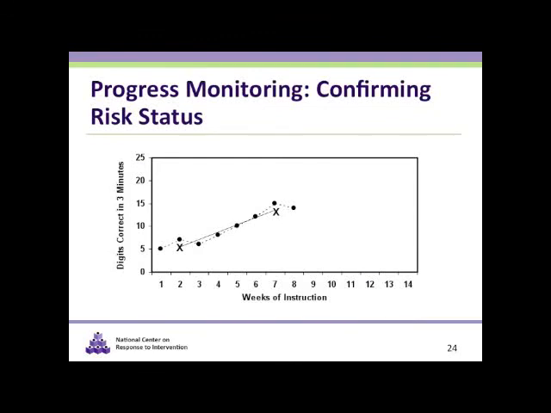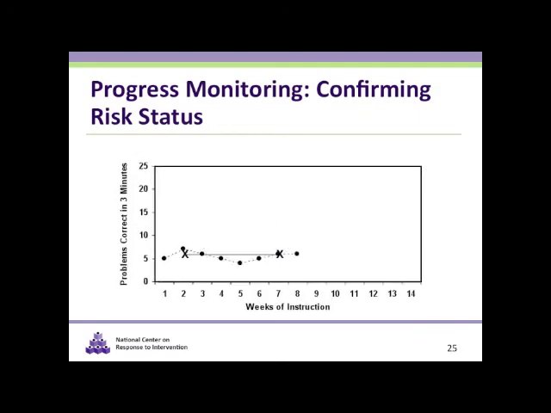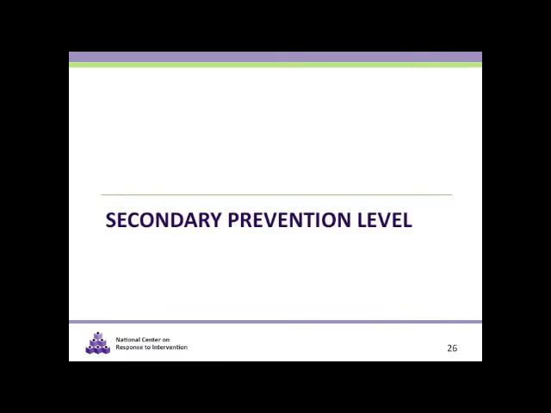Progress monitoring data are used in primary prevention to confirm or disconfirm risk status. Suspected at-risk students are monitored for 6 to 10 weeks during primary prevention with a validated progress monitoring tool. Students with adequate slopes, such as this one, continue to receive only primary prevention. Or progress monitoring data may confirm risk status, which is this example. And this student would receive additional instruction and supports in secondary prevention in addition to the core curriculum. Next, we're going to discuss the secondary prevention level.